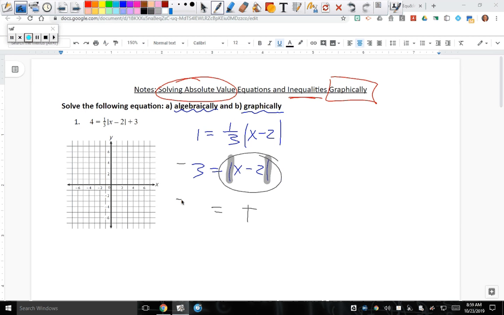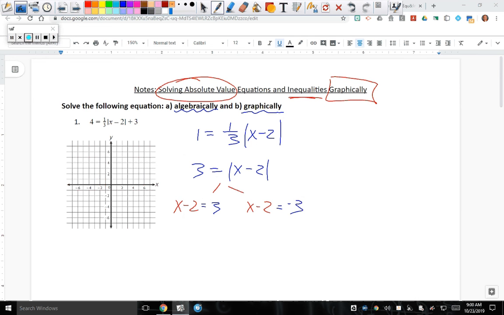Okay, so now that I know this is okay right now because I can get a positive 3, I'm going to go ahead and break it up algebraically. And this is what we were doing last couple of classes. What's an absolute value? We write them without absolute values, and then what we see and the negative of what we see.